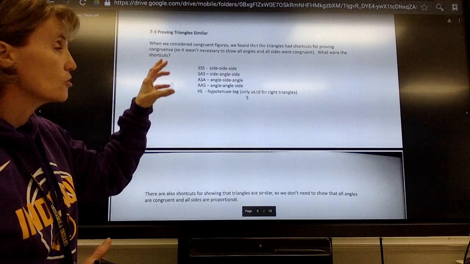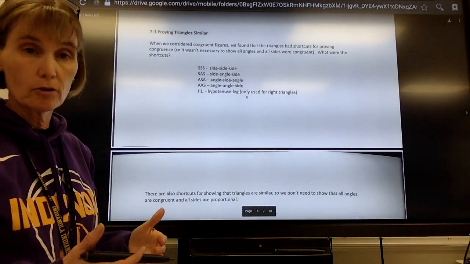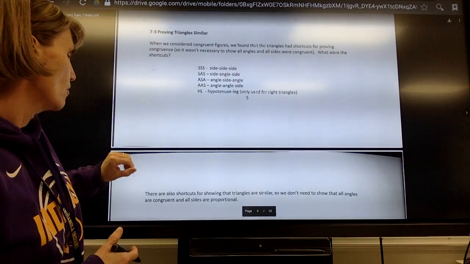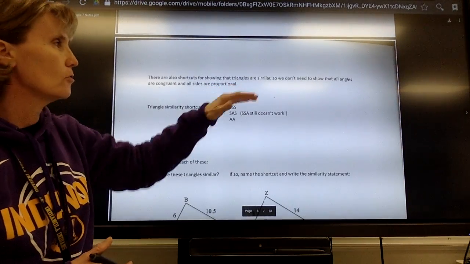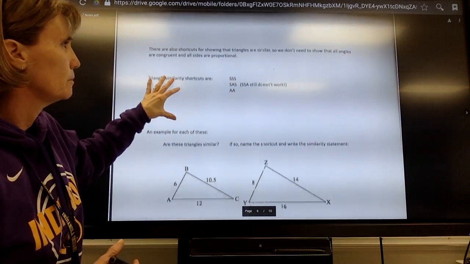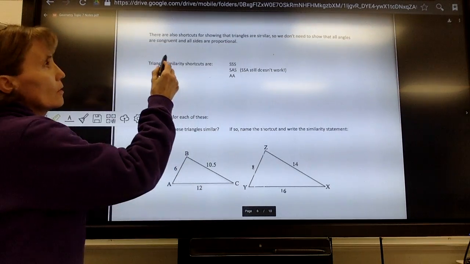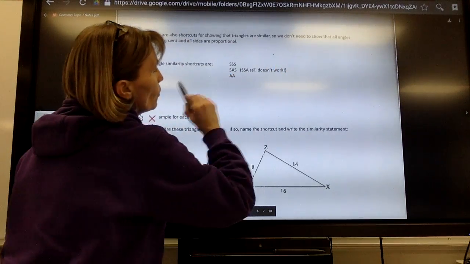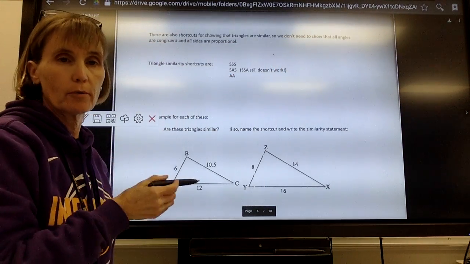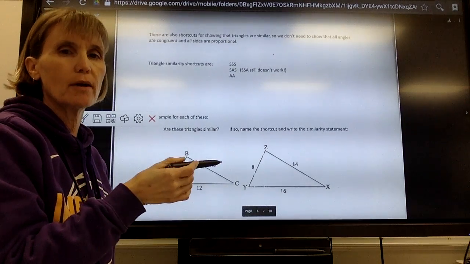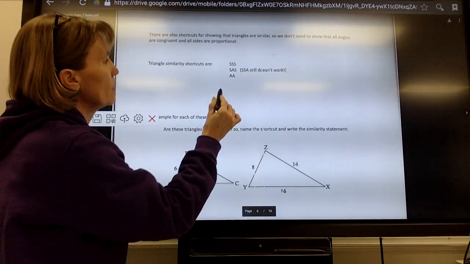Now, these aren't the shortcuts that we use to prove similarity. We can't use all of them. There are shortcuts, though, however, for showing that triangles are similar. We don't need to show that all angles are congruent and all sides are proportional, like we did in the previous section. We have shortcuts. Here are the 3 shortcuts, and we only have 3.